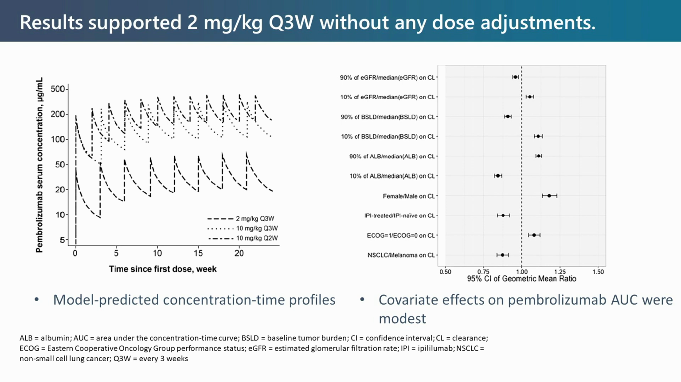The circles and error bars represent the geometric mean ratios and corresponding 95% confidence intervals for the covariates at the levels shown. None of the covariates were predicted to result in up to a 0.5-fold reduction or 5-fold increase in the geometric mean ratio of pembrolizumab. Therefore, none were considered clinically relevant, and no dose adjustments are needed for pembrolizumab.